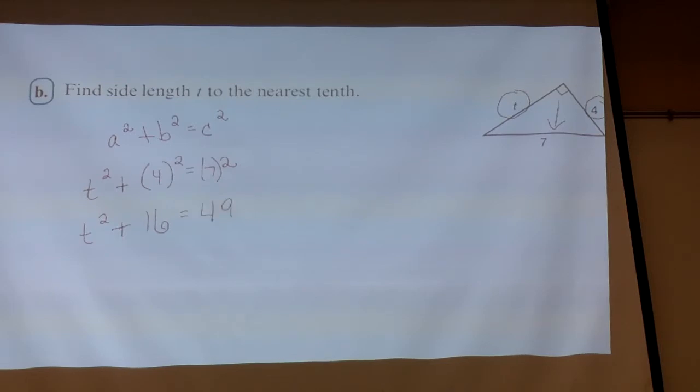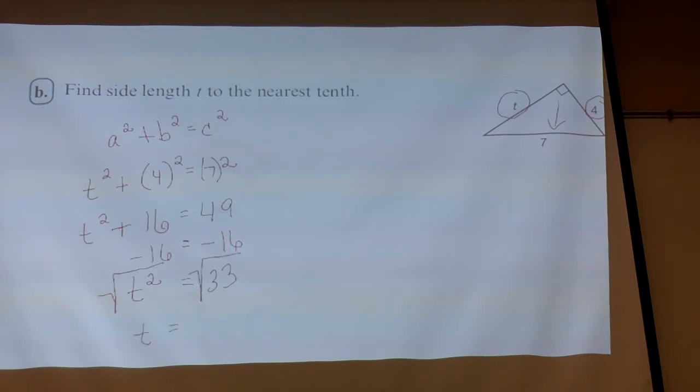All right, so just in our regular old algebra, for solving a one-step equation, I guess it's a two-step equation, we're going to subtract 16 from each side. We want to get that t all by itself. Okay, and then 49 minus 16 is going to give us 33. Now we need to find t. We need to get t all by itself. So we're going to find the square roots. Square root both sides. The square root of t squared is equal to t.